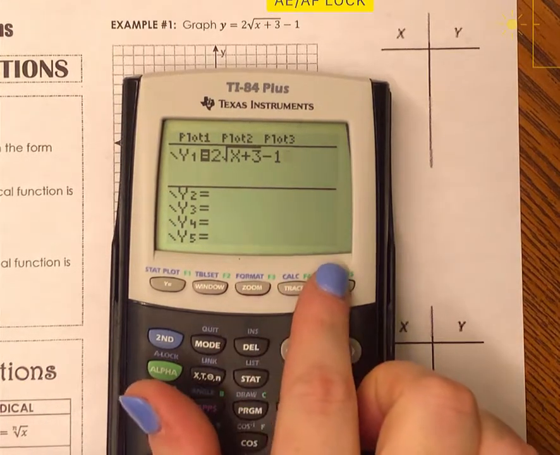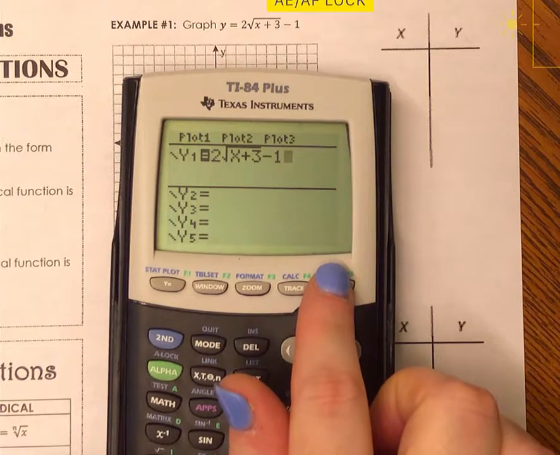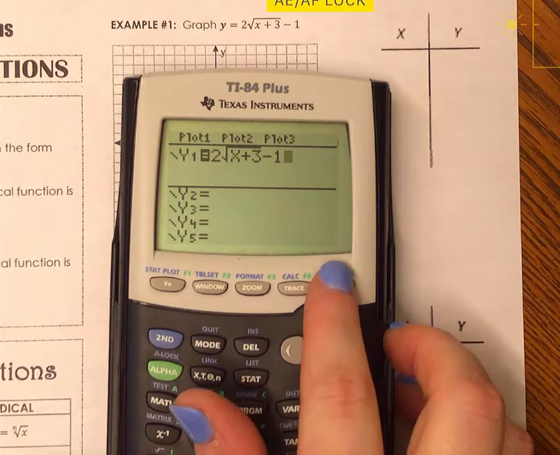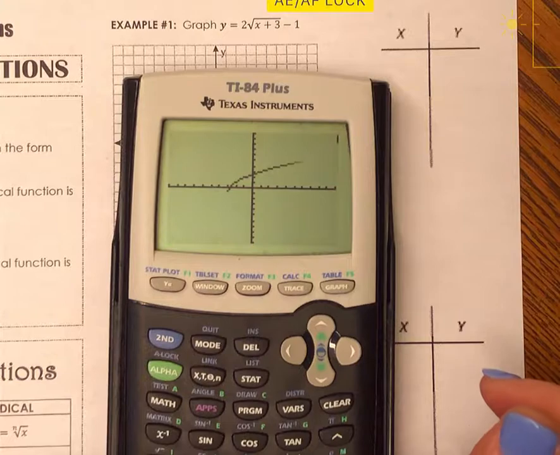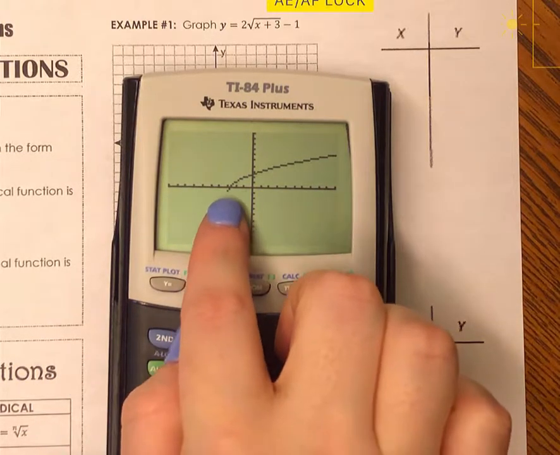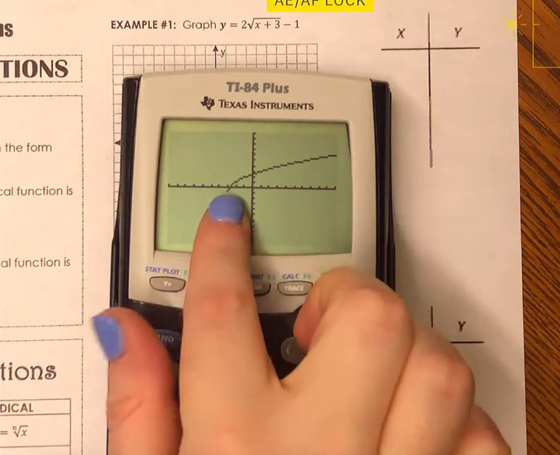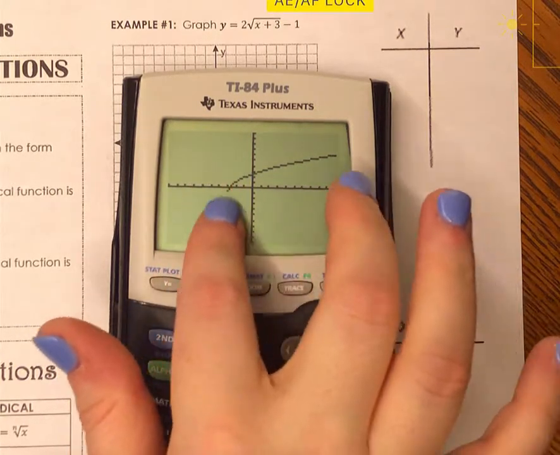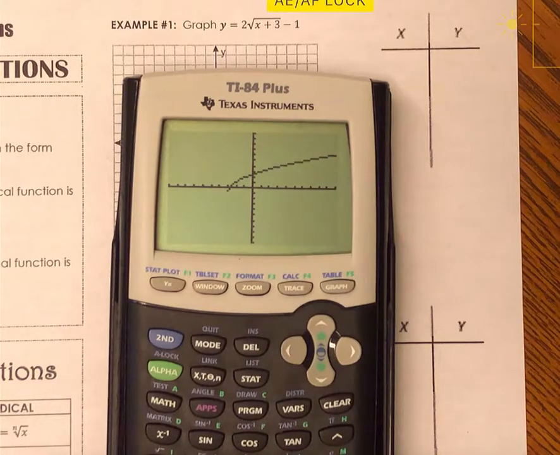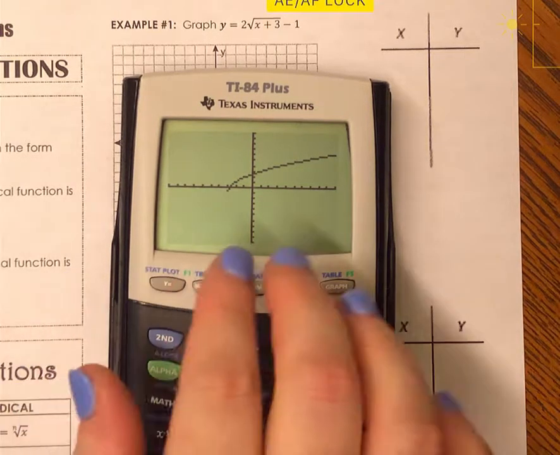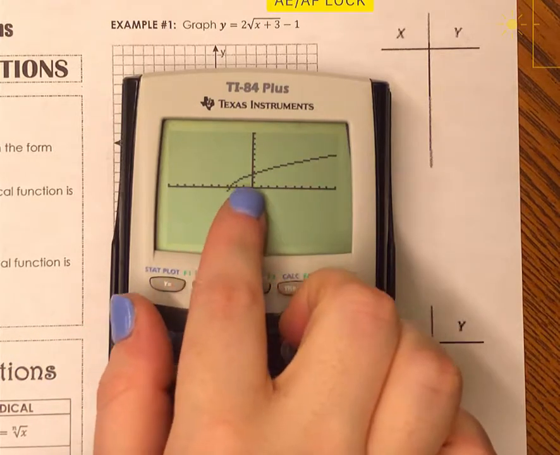I'm going to press graph so I can at least look to see what the graph will look like. And this is a square root curve. Notice that it stops right here. It does not keep going, because if we remember, you cannot take the square root of a negative and be able to see it on the calculator. The square root of a negative value is an imaginary number, which this will only show real values.